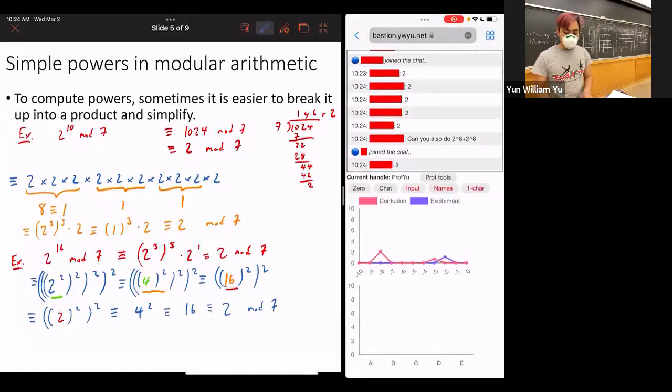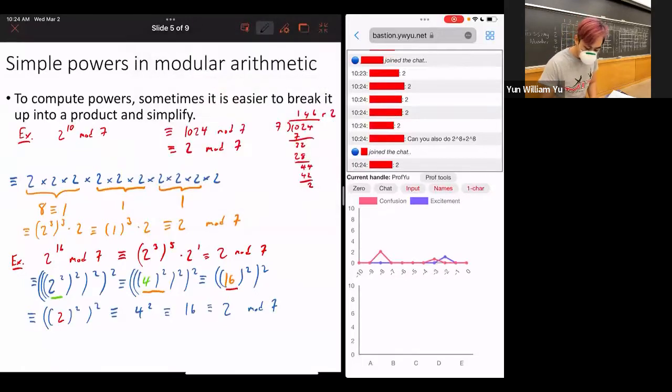Can you also do 2 to the 8 plus 2 to the 8? So you have to be a little careful here. You could do 2 to the 8 times 2 to the 8. But 2 to the 8 plus 2 to the 8 is actually 2 to the 9. If you don't believe me, just check.